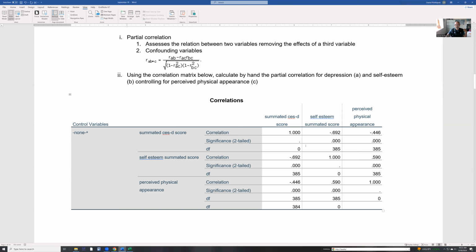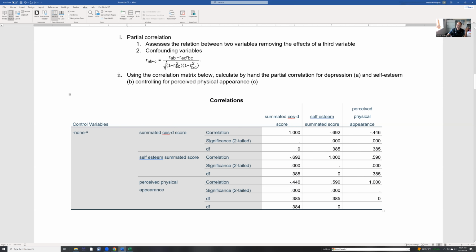But if we look at depression, its correlation with self-esteem is negative 0.692. So that's a strong correlation. Remember, the heuristic was greater than 0.5 is strong. And remember, when we're looking at strength, we ignore the negative sign.